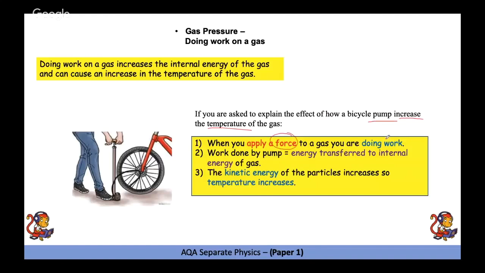When you apply force, you're doing work. Work done by the pump is the energy transferred to the internal energy of the gas. Now, what does that mean? The kinetic energy of the particles increases, so therefore the temperature increases.